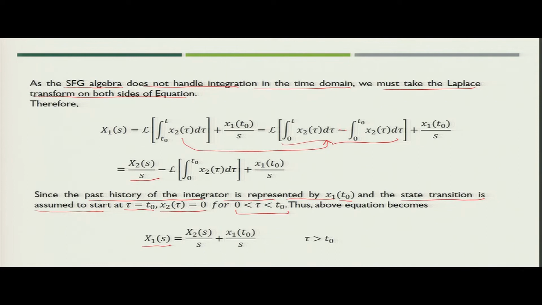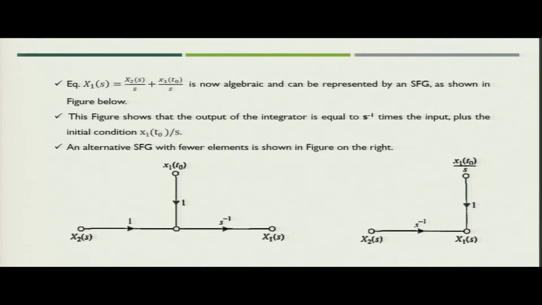So, finally, what do you get? X1(s) is equal to X2(s)/s plus x1(t naught)/s, which is valid for time t greater than t naught, because for the period between 0 to t naught, the value of the initial condition for variable x2 is 0. Now, the equation we have just found, X1(s) equal to X2(s)/s plus x1(t naught)/s, is algebraic and can be represented by the signal flow graph. How will we represent it?